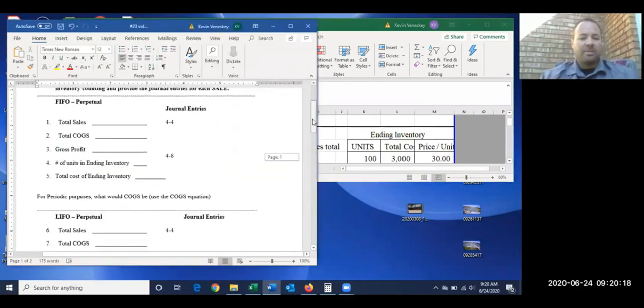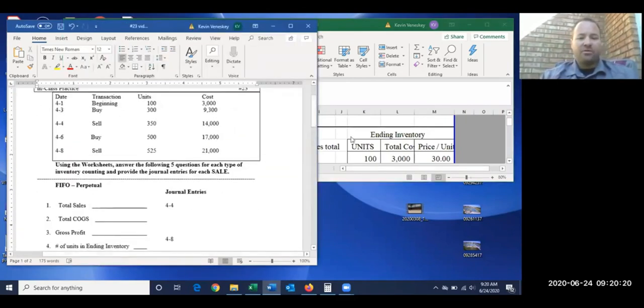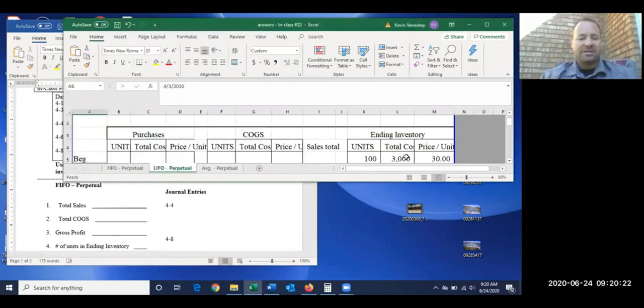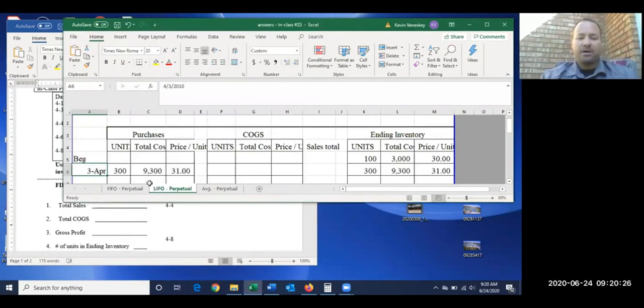So I go back up to my main instructions. I had beginning inventory of 100 at 3,000, same thing starting out, exact same thing for April 3rd. No change between FIFO and LIFO so far. I still have the first items and the second items. The change comes on 4/4.